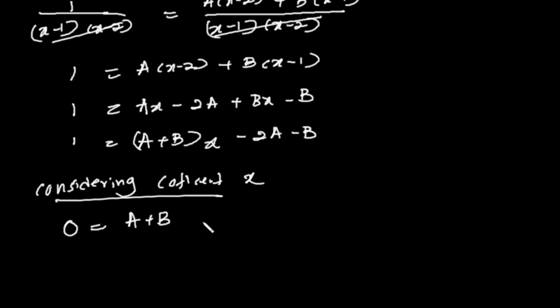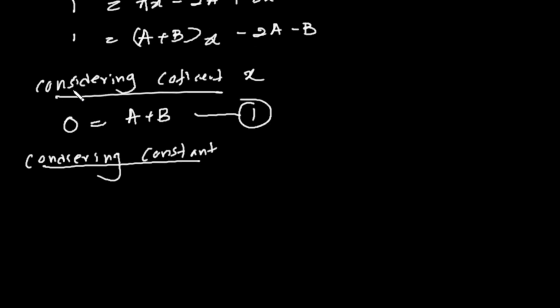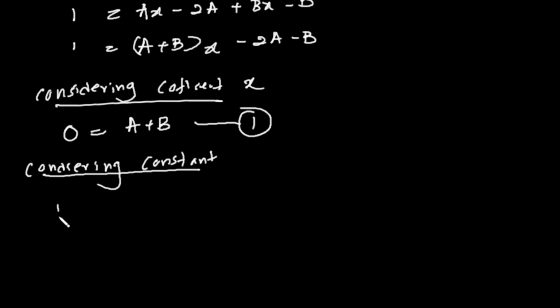So now we have one equation, and then we can consider the constant. The left hand side has constant 1, so 1 equals the constant on this side, 2a minus b... actually minus 2a minus b. This is our second equation. These two equations we can solve, so then we can find a and b.